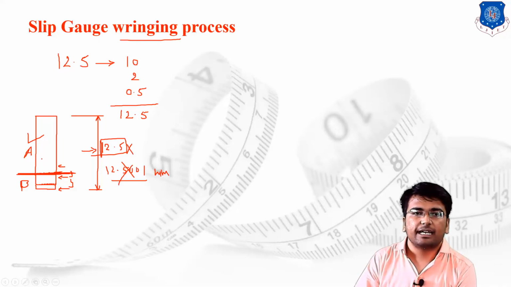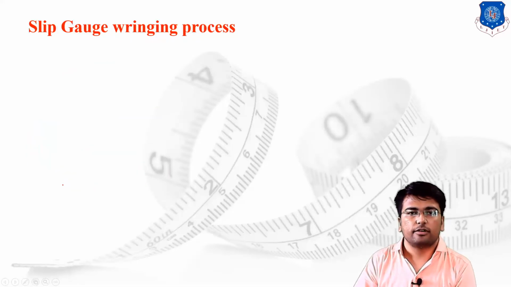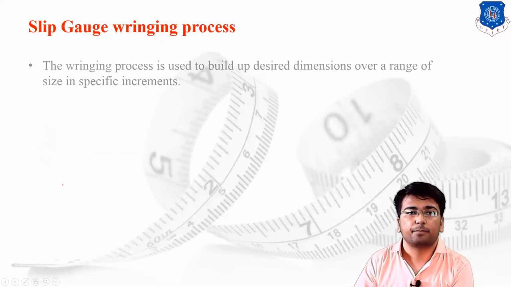Then I can say that in between A and B there is no dust particle or dirt particle. Suppose between B and C we repeat the same procedure, then I can say that in the mating surface between B and C there is no dust or dirt particle which is resisting your length. So this process is known as the ringing process.